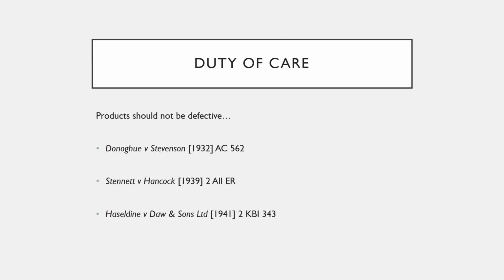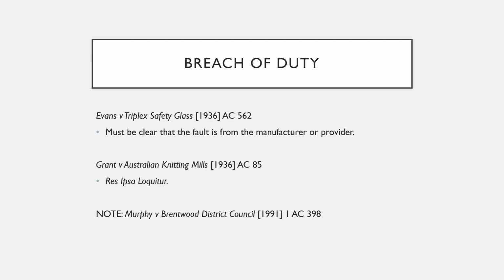Good examples are Donoghue and Stevenson. This was where the ginger beer was faulty because of, I think it was a snail or slug inside of it, and that made the claimant ill. Another case is Stennett and Hancock. So here some part of the wheel detached, and obviously the wheel must have been defective for that to occur. Another case is Haseldine. This is where the lift had been repaired, yet it drops. So clearly it hadn't been repaired properly, it was still faulty.